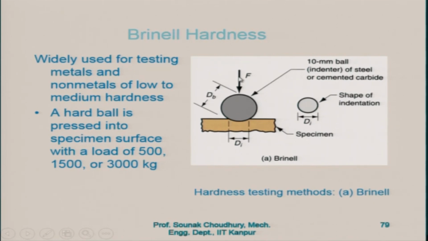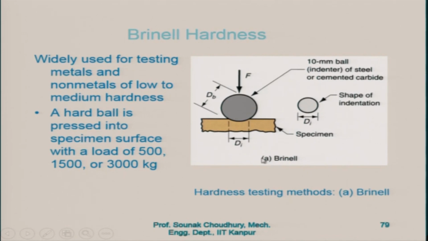meaning that this ball is placed on the specimen and a force is applied on the ball, so that the ball makes an indentation here. The shape of the indentation will be semicircular like this, and this is the diameter di on the specimen. As you can see, this di is measured after the force is removed and the ball is removed. So, this is how the Brinell hardness is tested.